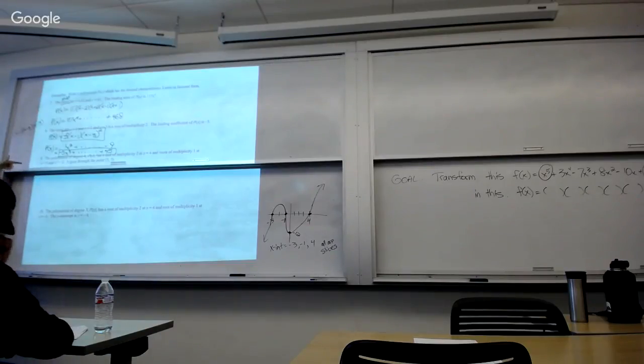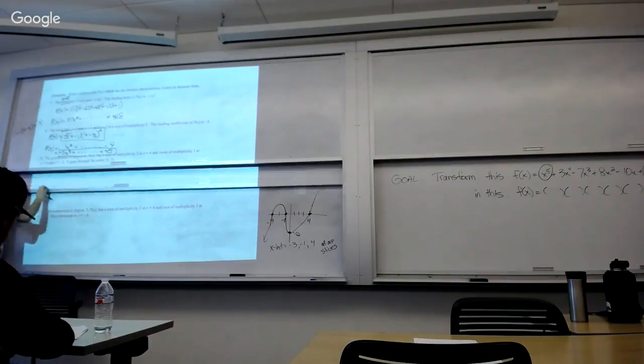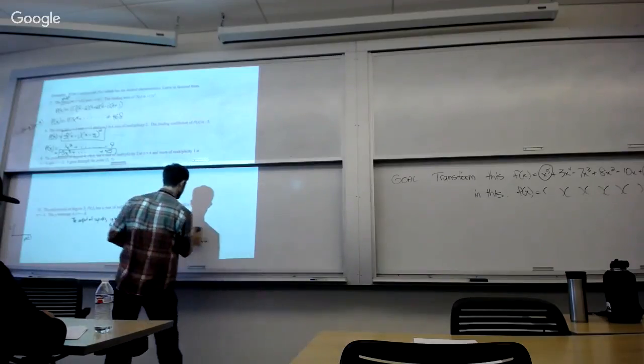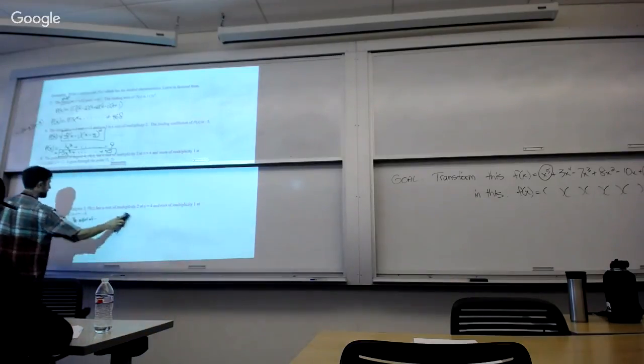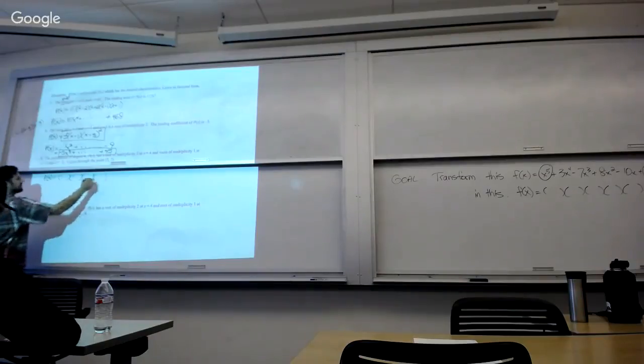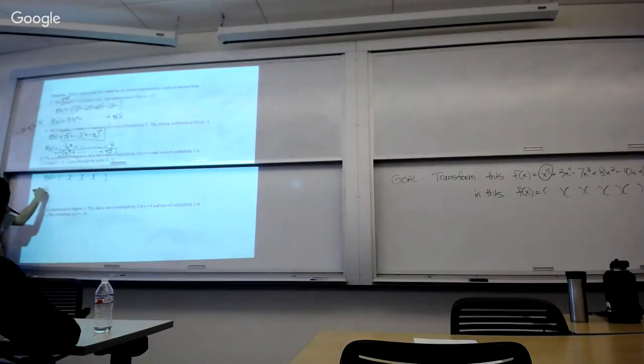It says the polynomial of degree 4. So what does that tell us? We want a polynomial of degree 4, so I know that I have p of x equals with 4 x-intercepts, or my p of x is going to be x to the 4th.